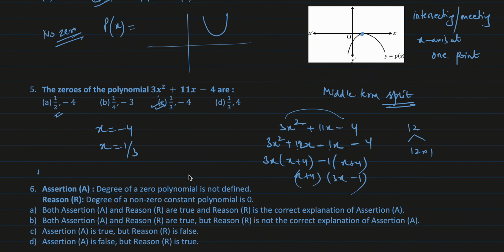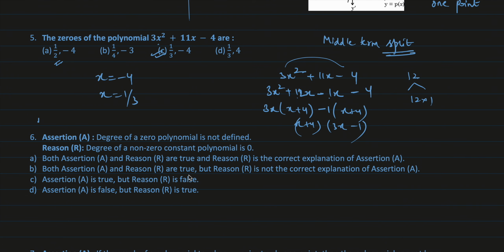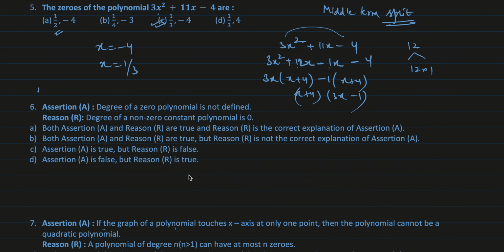Okay students. Now the sixth question is assertion reason. In assertion reason, it's very important that you read all the points very carefully, whatever assertion is given. So the degree of a zero polynomial is not defined. Is it a true statement? Yes. Reason, the degree of a non-zero constant polynomial. Take any non-zero constant polynomial value, 2, it's a constant and it's a polynomial.